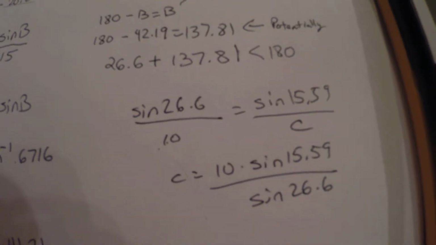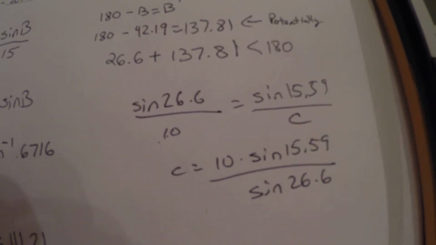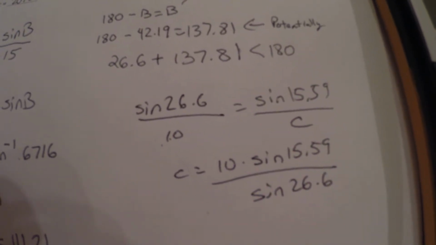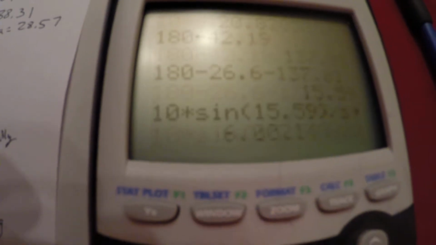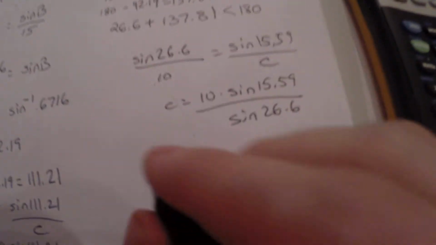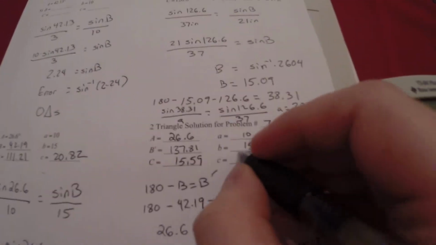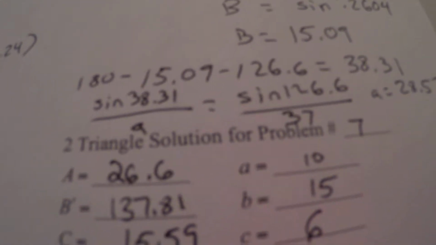10 times sine 15.59 divided by sine 26.6. So we type it in over there. Roughly 6. So C is 6. All right, there you have it. There's one answer. There's the other. The ambiguous case exists, and we have 2.